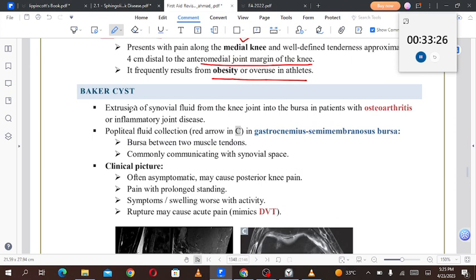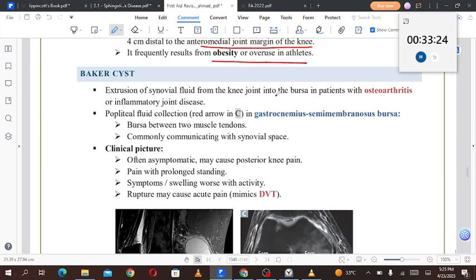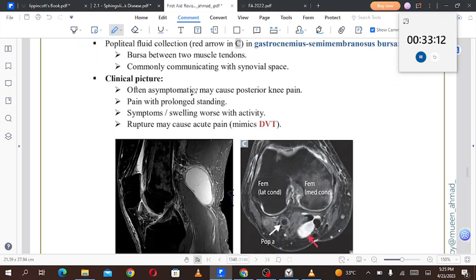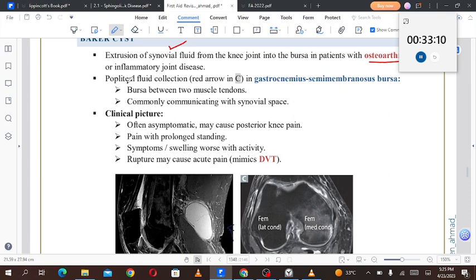So what is a Baker cyst? Extrusion of synovial fluid from the knee joint into the bursa in a patient with osteoarthritis or inflammatory joint disease is called a Baker cyst. It is a popliteal fluid collection in the gastrocnemius semimembranosus bursa, between the two muscle tendons, commonly communicating with the synovial fluid.